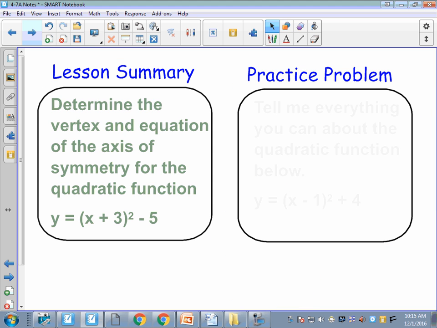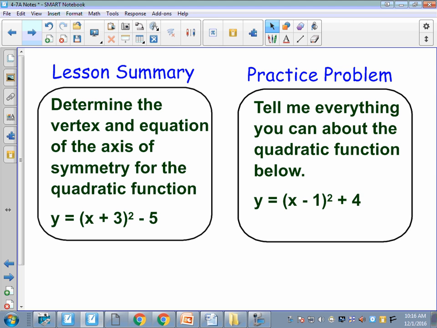All right, so for your lesson summary, just give me the vertex and the equation of the axis of symmetry of that particular quadratic, and then tell me everything you can about the other quadratic here. Okay, and I'm actually going to add something to it. I'm going to make it a -1/3. Let's talk about a -1/3 on the outside there, just to make it a little bit more complicated. Use your mathematical terms: reflection, translation, compressed, and stretched. Good luck.